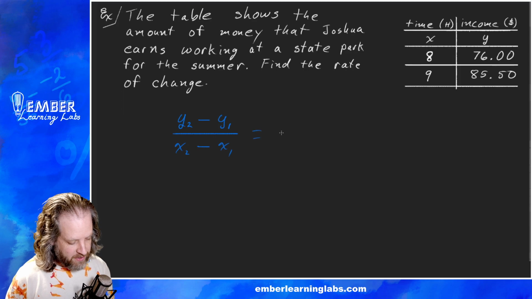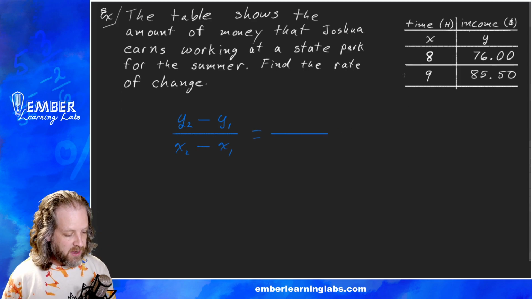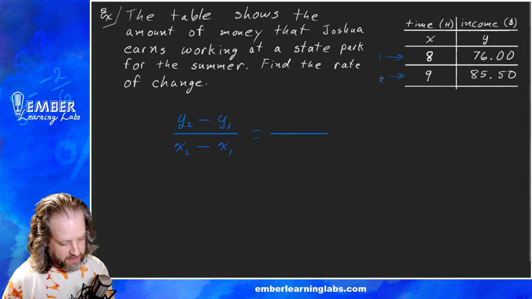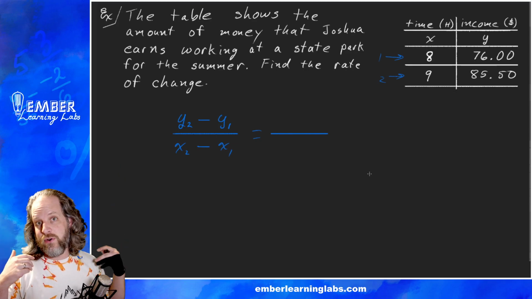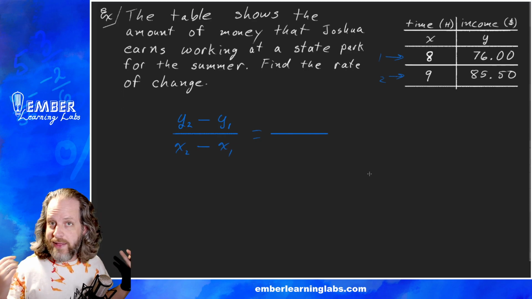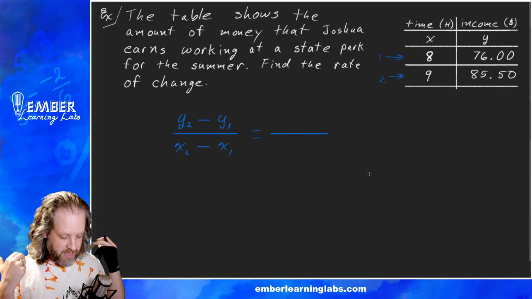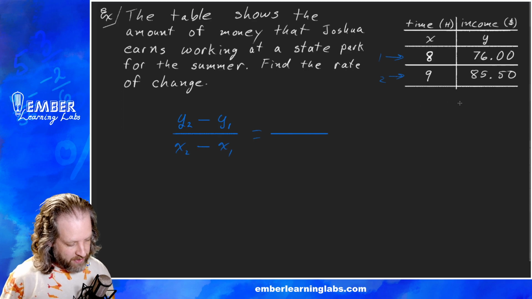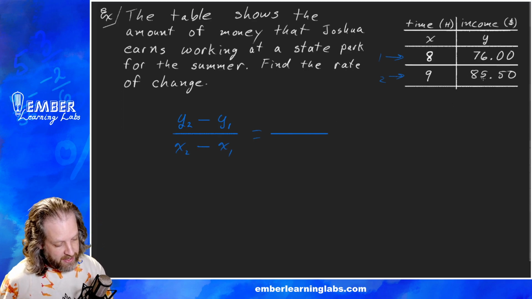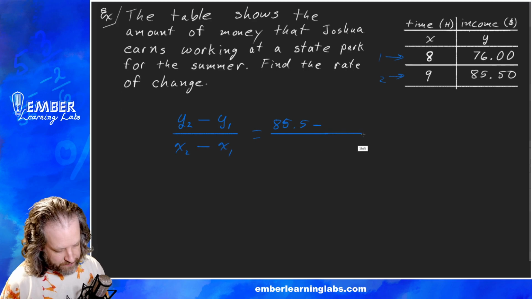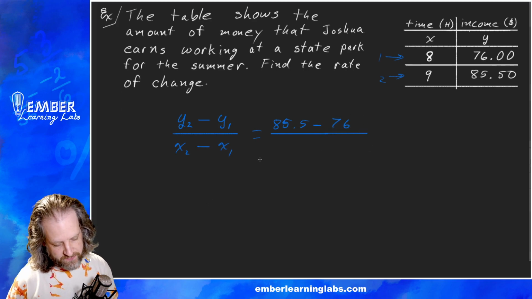The final y in this case, on a table, I usually take the lower one. This is the second one, and this is the first one, as we go from down to up. That's just how I do it. You can switch it and you'll get the same answer as long as you switch both of them, but that's for consistency and getting it in our heads. So the y is over here. The final y is 85.5, and the initial y is 76.